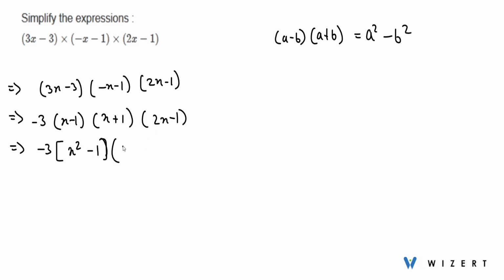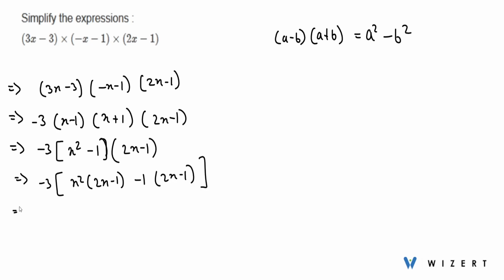And then we have (2x - 1), so this will become -3 multiplied by (x square - 1) multiplied by (2x - 1). So it will be -3 multiplied by x square multiplied by 2x, which will become 2x cube. Then we have minus of x square, then minus of 2x, and minus of minus will become plus 1.